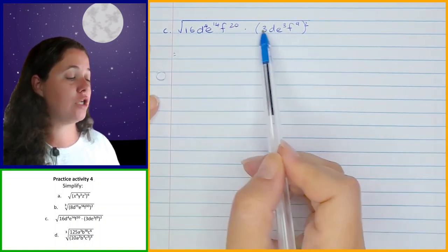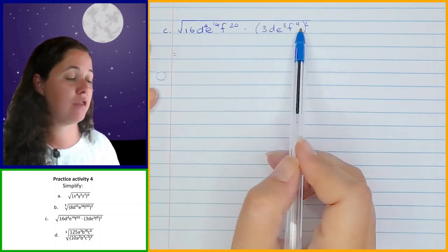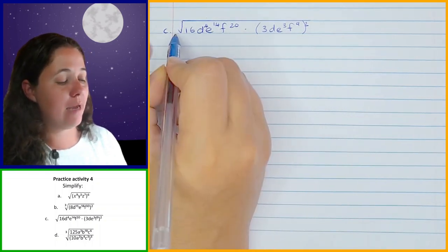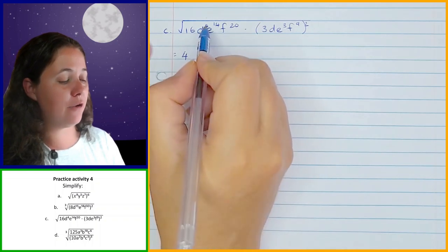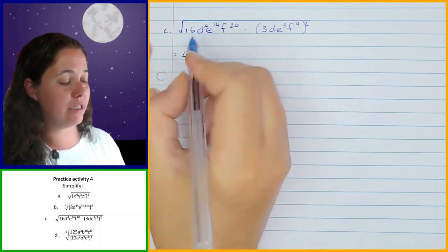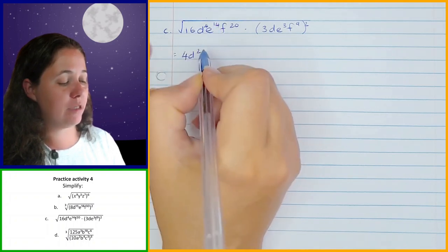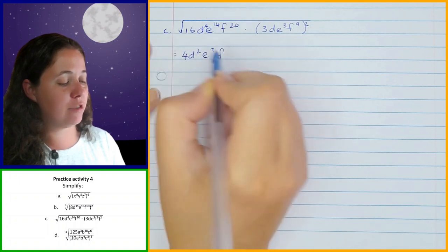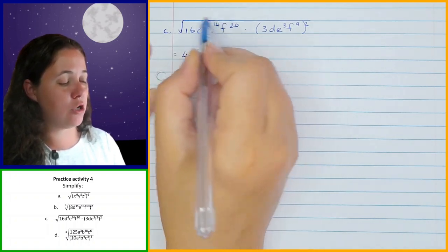I can't only square root this one and drop the square root sign. I have to square root everything to be able to drop the square root sign. So I'm going to start off with this over here. I'm going to square root the 16, that gives me 4. Then d to the power of 4, divide the 4 by 2, and that gives me d to the power of 2. E to the power of 14, divide the 14 by 2, that gives me e to the power of 7. And f to the power of 20, divide that by 2, gives me f to the power of 10. So now I've square rooted this part over here.